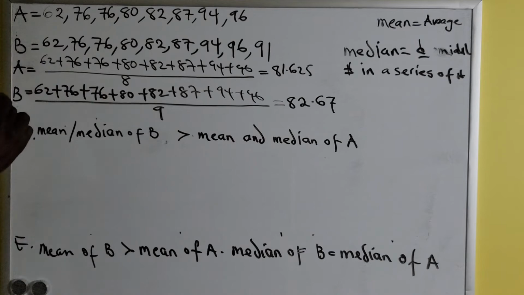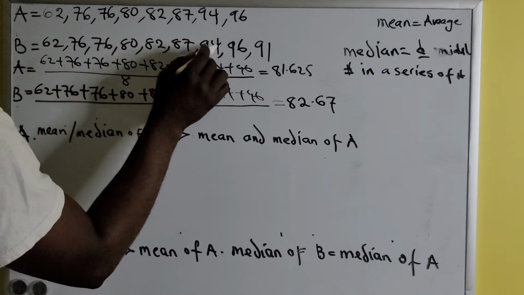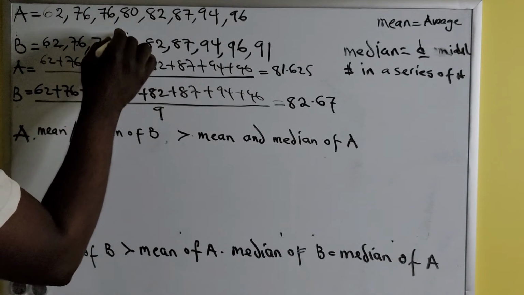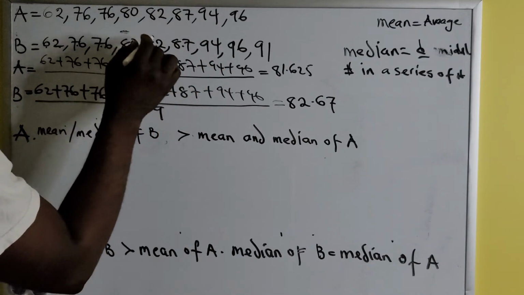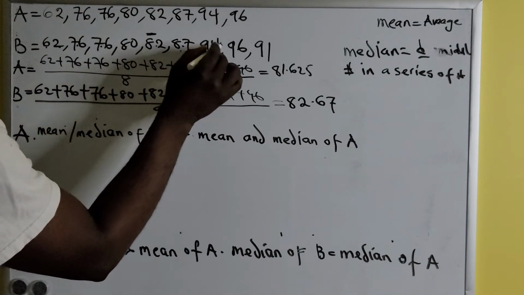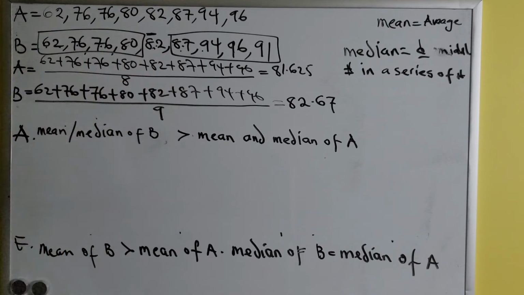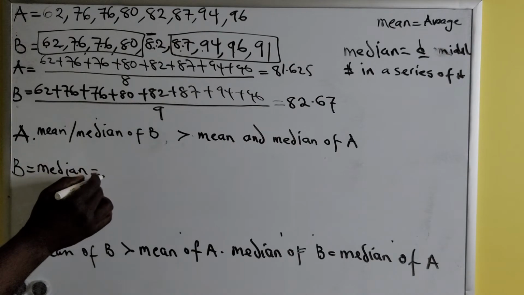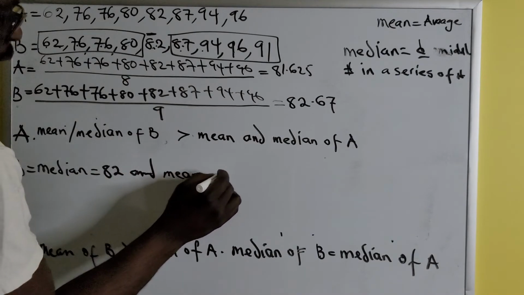In this case, for B, you have 1, 2, 3, 4, 5, 6, 7, 8, 9. The median here is going to be the middle number. So 1, 2, 3, 4, 5. We have 4 numbers here, and 4 numbers here. This right here is the median. So for set B, the median is 82, and mean is what?